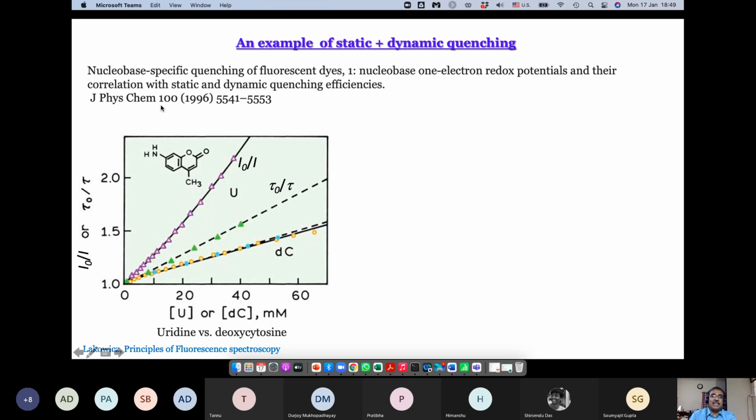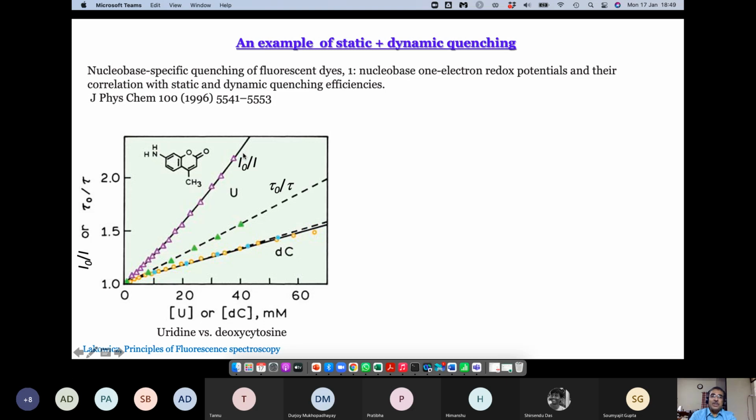So what we see is that DC means deoxycytosine. For deoxycytosine, the plots of I0 by I and tau 0 by tau are coincident, which means it is completely static quenching in nature. In case of quenching by uridine, however, the plots of I0 by I and tau 0 by tau are different. And if you look carefully, the plot of I0 by I versus uridine concentration is not linear. There is a slight upward curve.